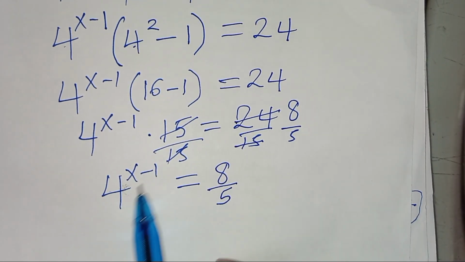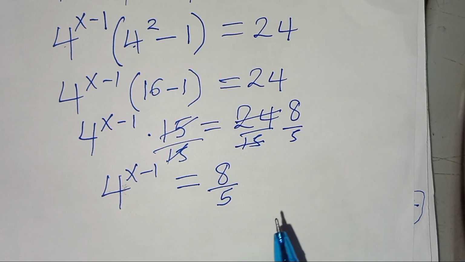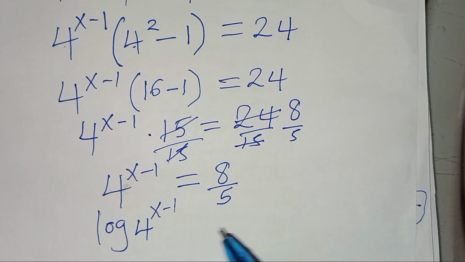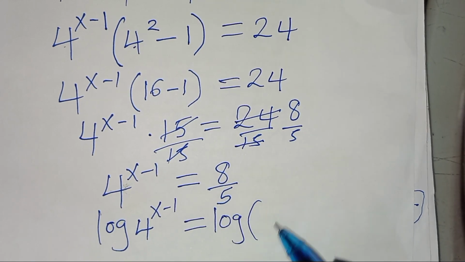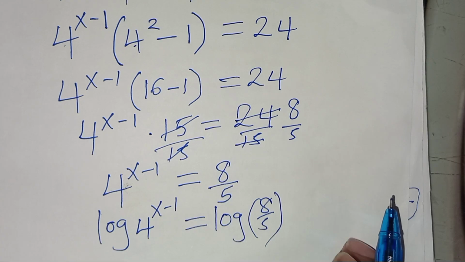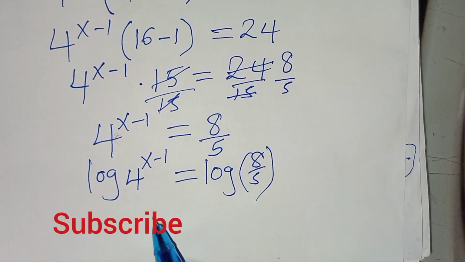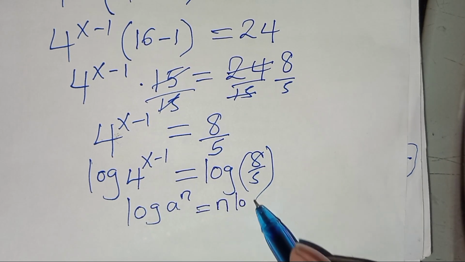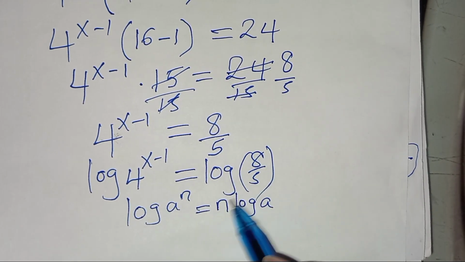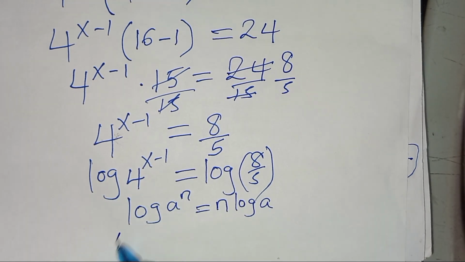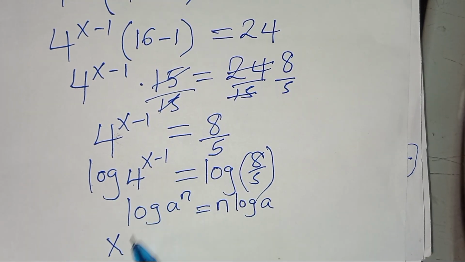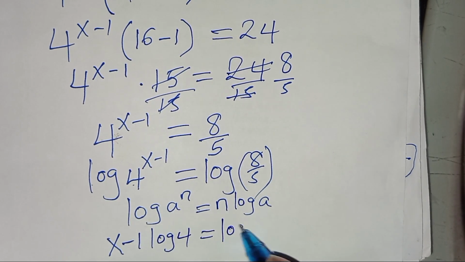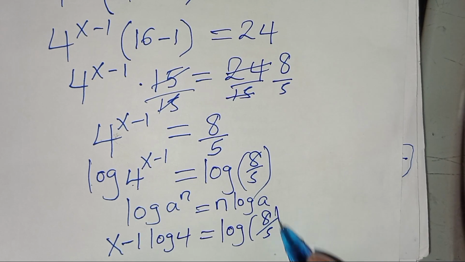So now to solve for the value of x, we introduce the natural logarithm on both sides. So we'll have log 4 to the power of x subtract 1 equal to log 8 divided by 5. Now log 4 to the power of x minus 1 is in the form of log a raised to power n, which you can express as n log a. Let's apply this property. So log 4 to the power of x minus 1 becomes x minus 1 times log 4. This is equal to log 8 divided by 5.